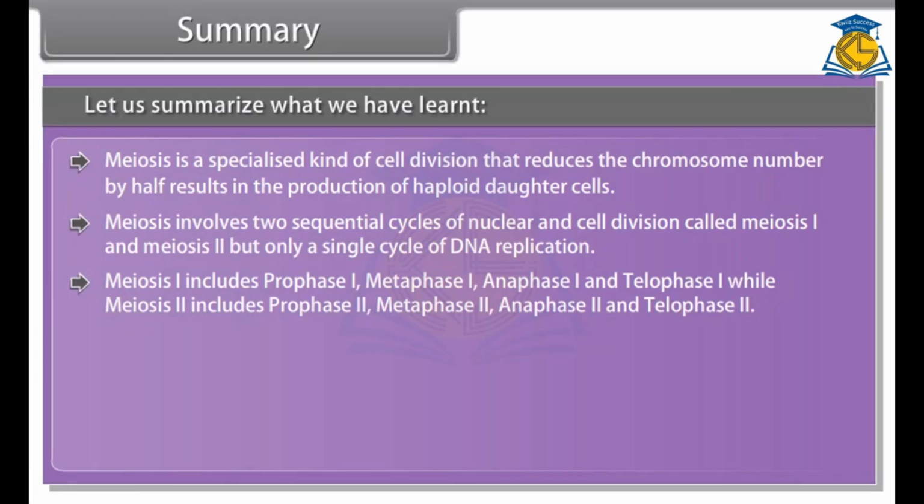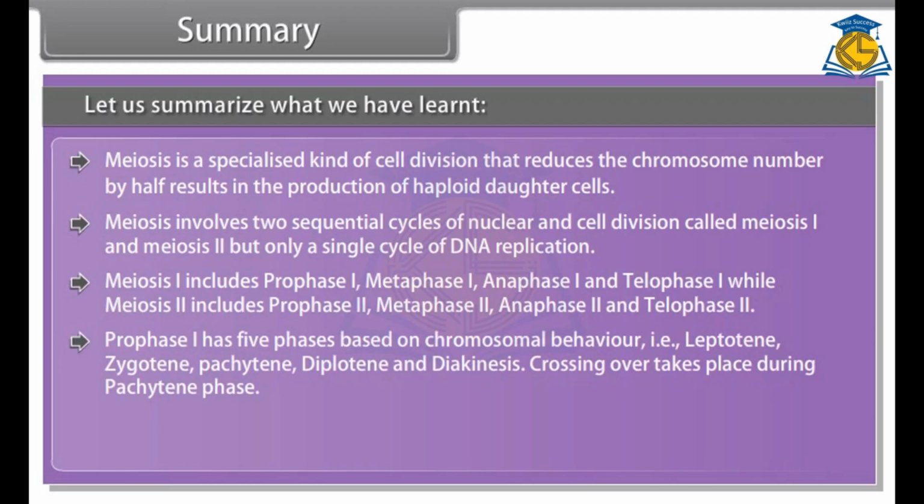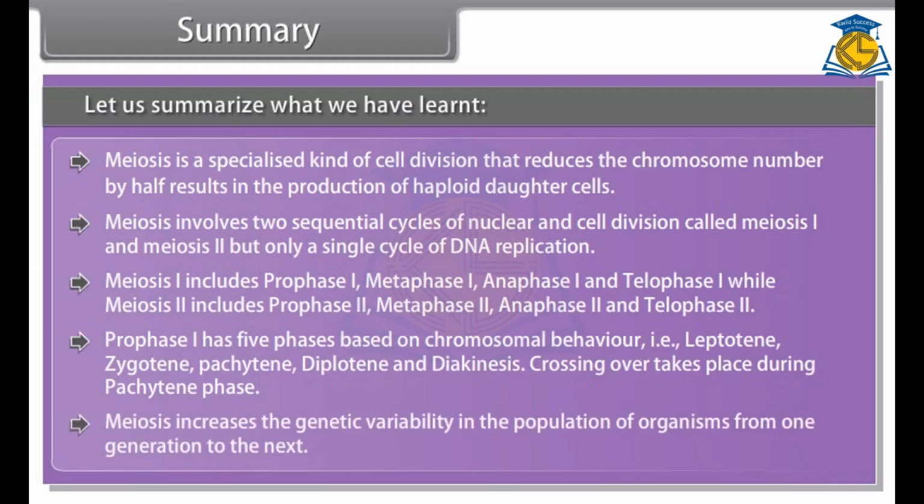and telophase 2. Prophase 1 has 5 phases based on chromosomal behavior, that is, leptotene, zygotene, pachytene, diplotene, and diakinesis. Crossing over takes place during pachytene phase. Meiosis increases the genetic variability in the population of organisms from one generation to the next.